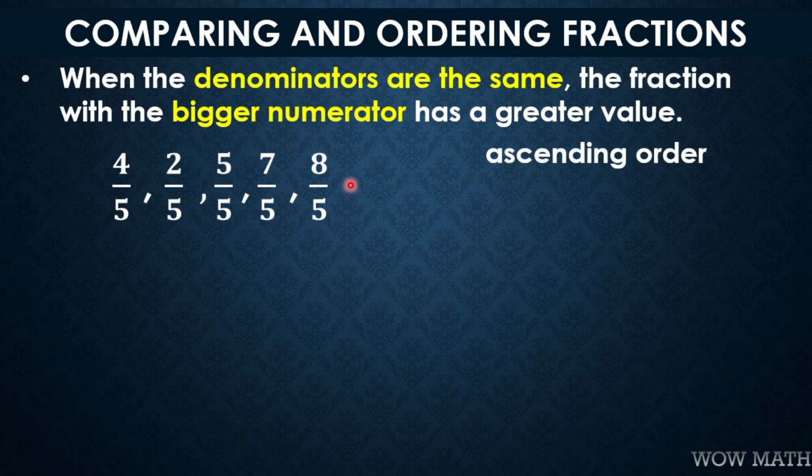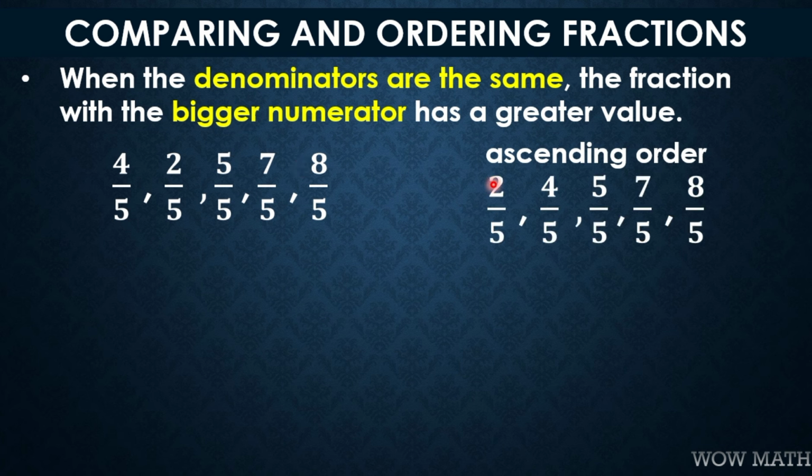So, kapag ang pareho natin ay denominator, the bigger the numerator, the higher the value. So, if you're gonna arrange this in ascending, when we say ascending from smallest to largest, from least to greatest, ano ang pinakamababa? We have 2/5, followed by 4/5, and then 5/5, 7/5, and then 8/5. Alright? So, ito ang pinakamataas. Kasi kapag pare-pareho ang denominator natin, madaling makikita. The bigger the numerator, the higher the value.